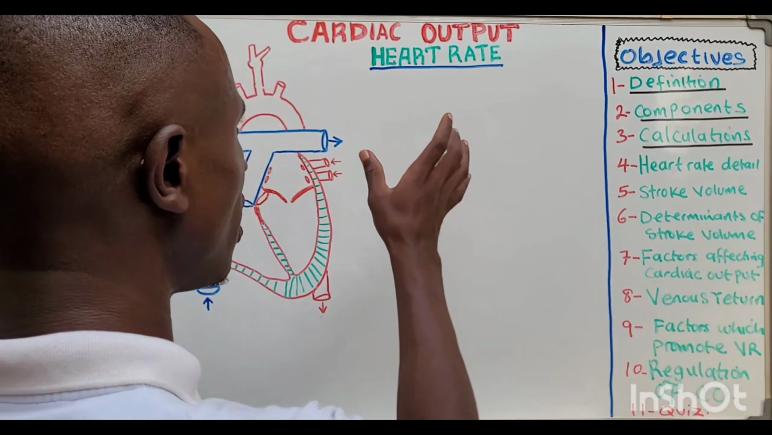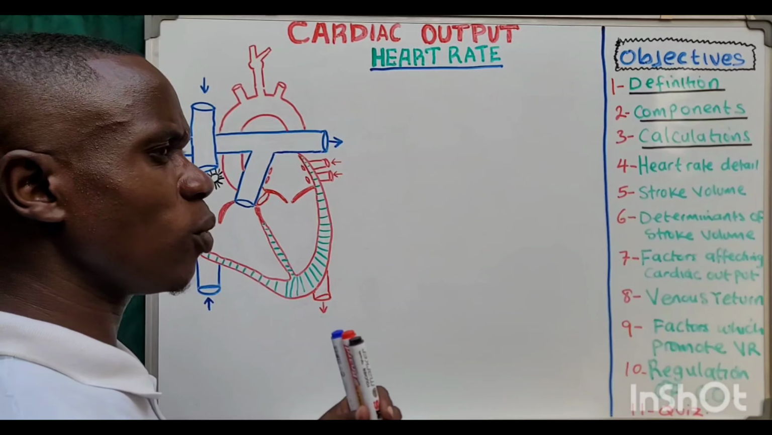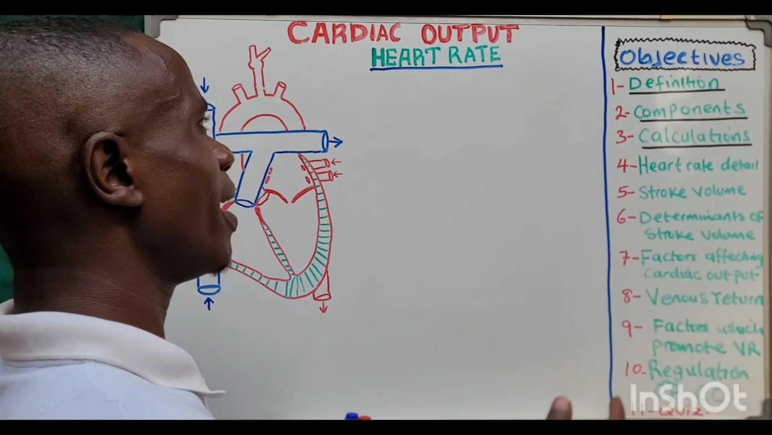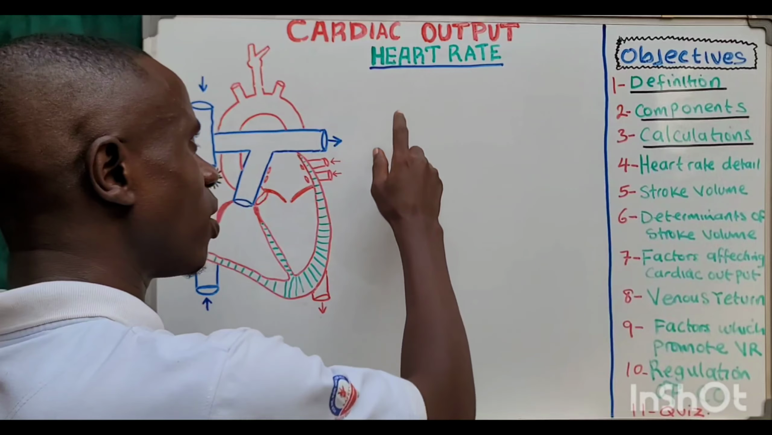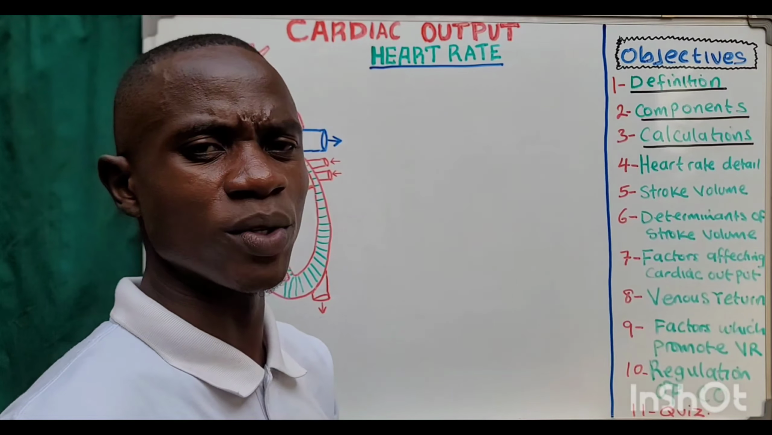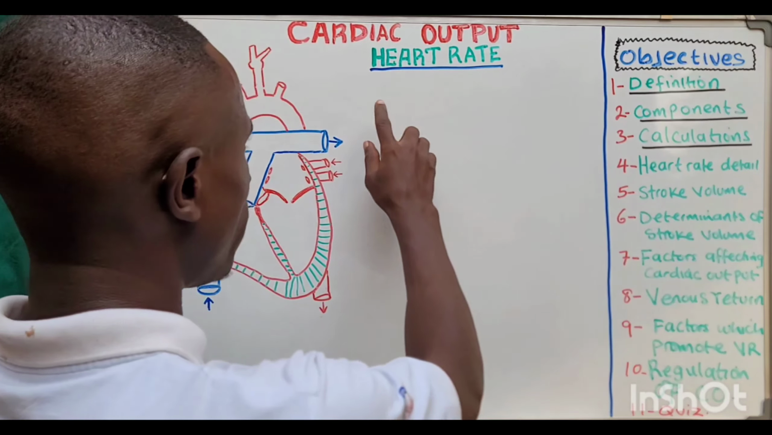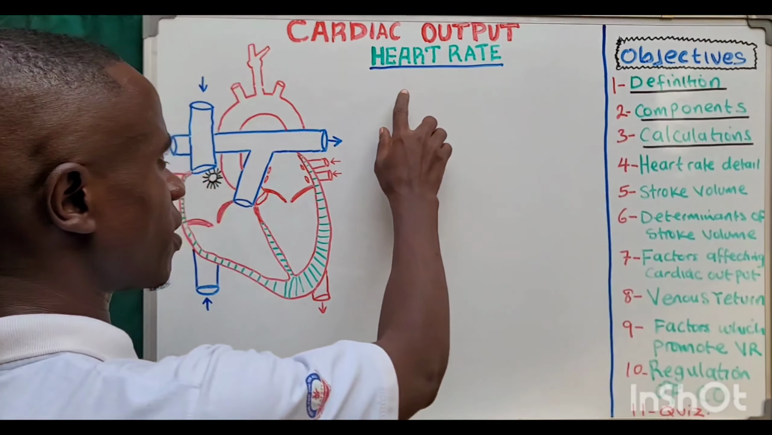Now, when we talk about heart rate, in the previous video, we talked about how cardiac output is the product of the stroke volume and heart rate. Now we are going to go into the detail of heart rate. Then in the next video, we shall go into the detail of the stroke volume. Now, first things first, we need to understand what heart rate is.